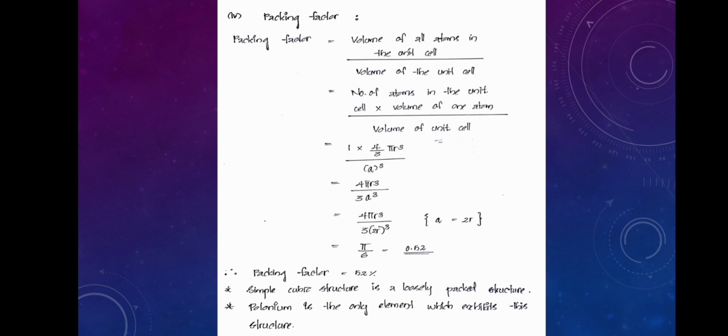From this packing factor and by finding the coordination number, atomic radius and number of atoms per unit cell, we can say that simple cubic structure is a loosely packed structure. Polonium is the only element which exhibits this structure.